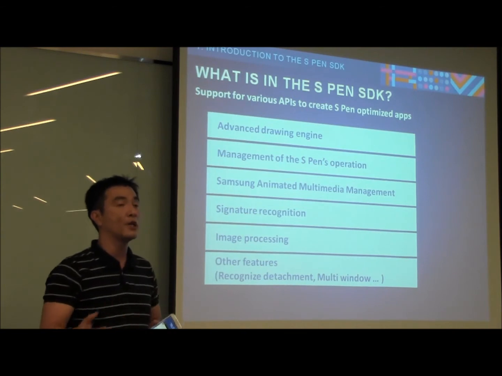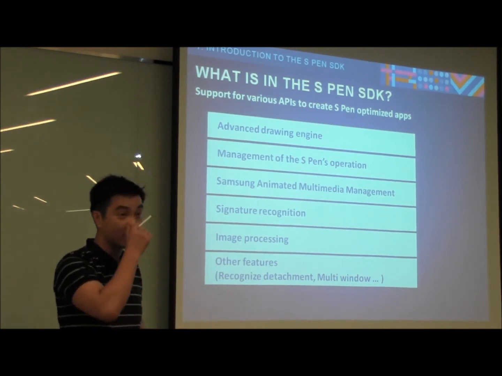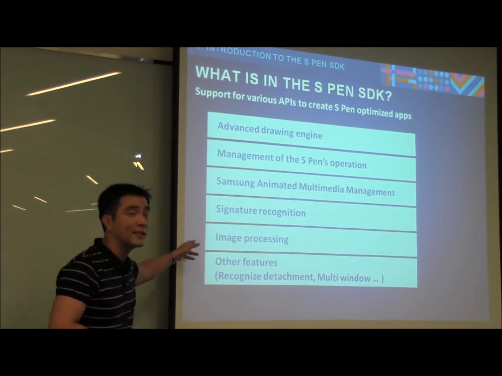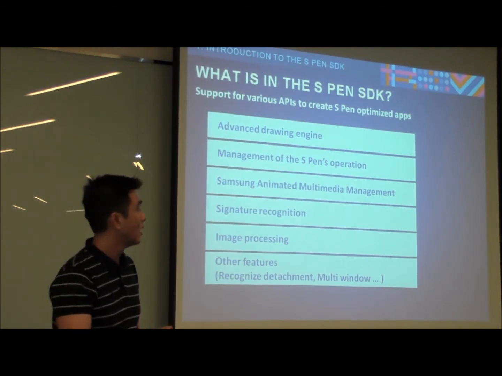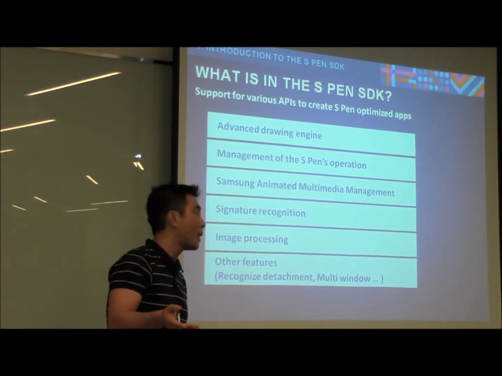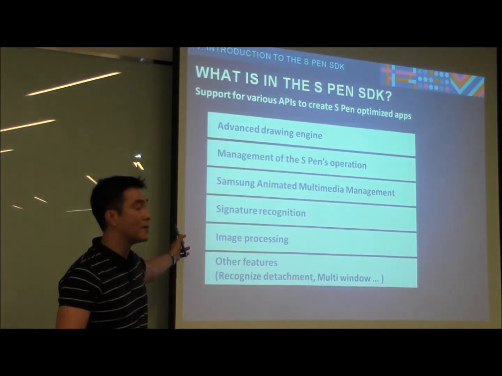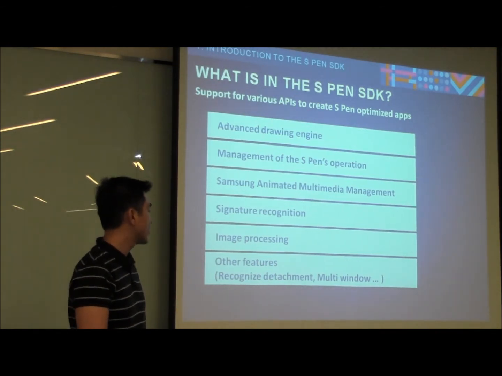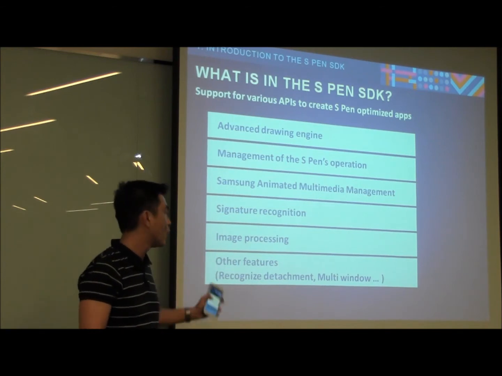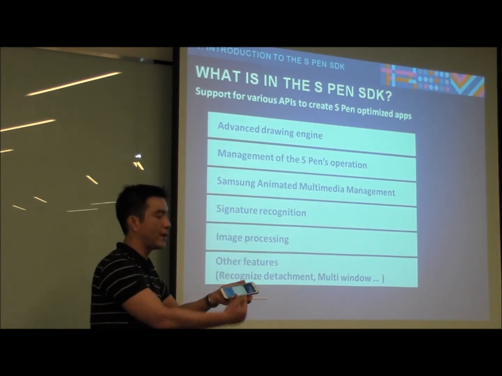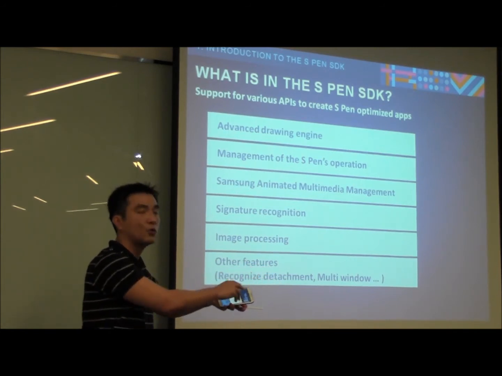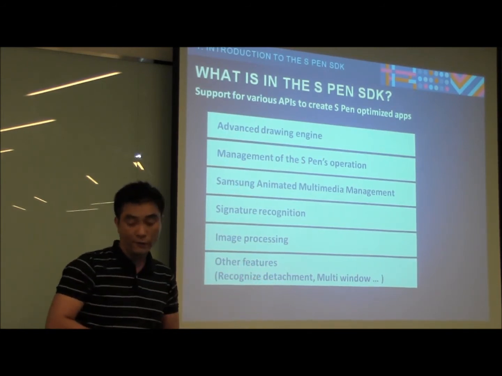So if you're working with, say, an insurance company, we definitely have APIs for that. Image processing, if you want to add filters, provide an old feel to a photograph, or even black and white, you do have that. That's in the API as well. And of course, as I mentioned earlier, there are APIs to detect when the pen is removed or inserted, and to split the phone into two and have a multi-window effect where you could run two different apps.